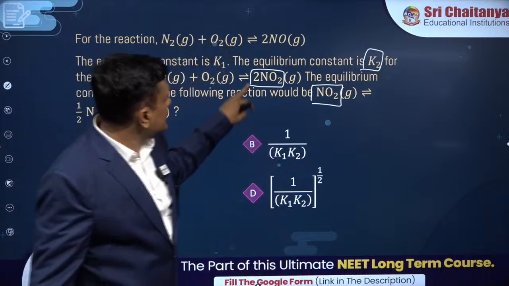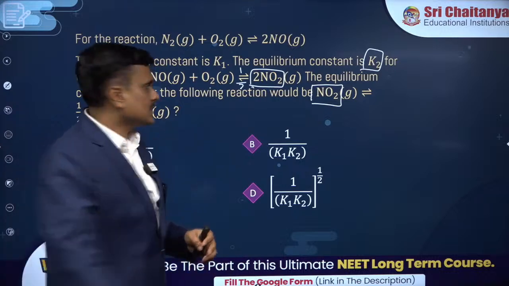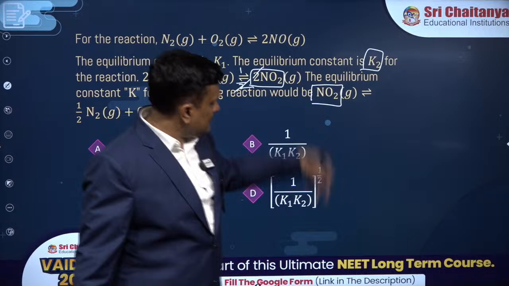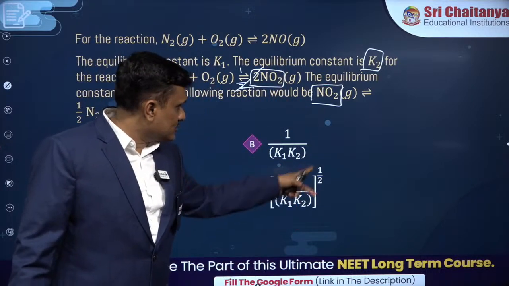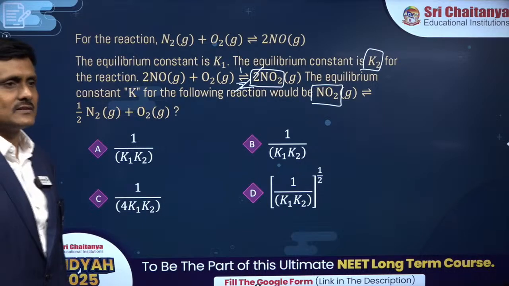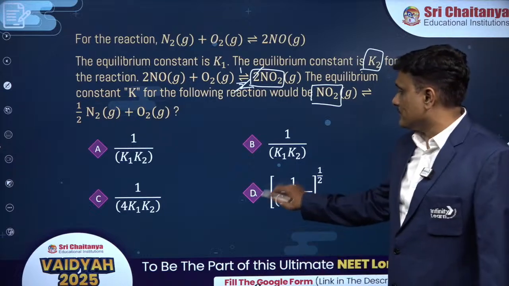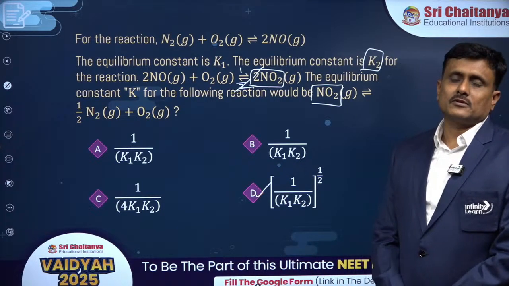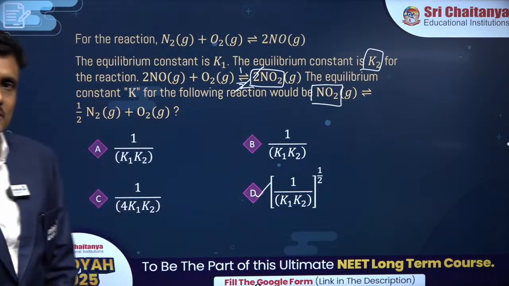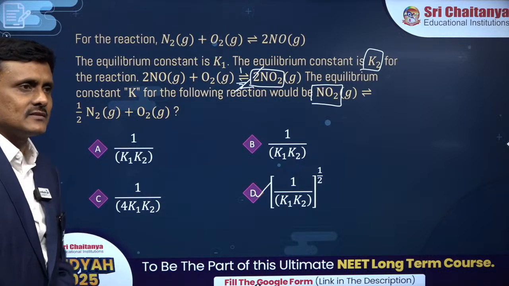You can see, in order to get this into this, I am multiplying this whole equation by half. If I multiply that by half, this 2 gets cancelled. So the equilibrium constant becomes K2 power half. You can see this is the only option which is satisfying this condition, isn't it? Yes, law of mass action. This is the only equation which is fulfilling the demand. Have you understood? So that's why without doing this question you can tell the answer.